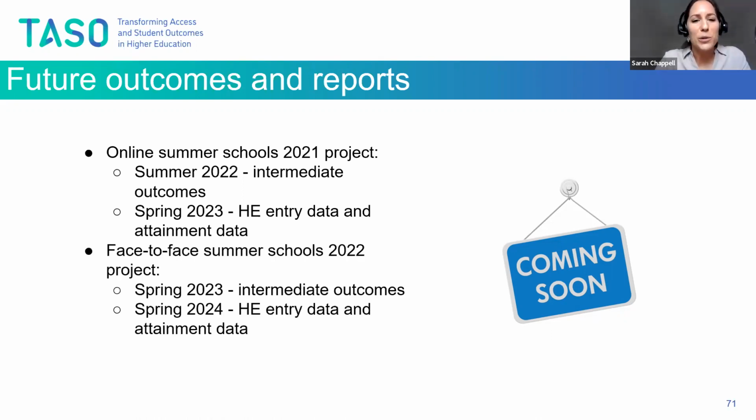So for our face-to-face summer schools project, the summer schools will be taking place this summer. It therefore means we won't get our intermediate outcomes until next year. So similar time as this year, but this time next year, it again will be the survey outcomes and the IPE findings, and then the following year for our HE entry data and attainment data.